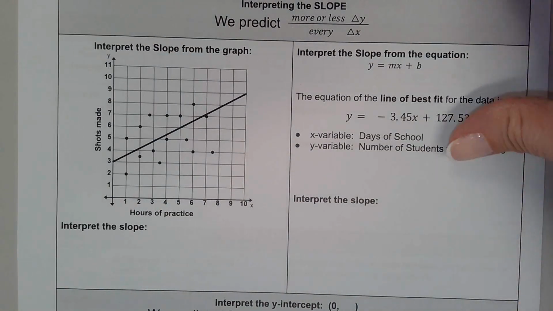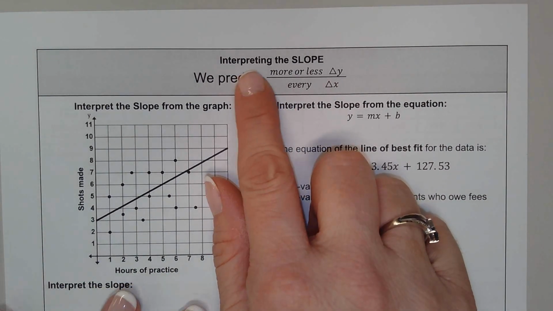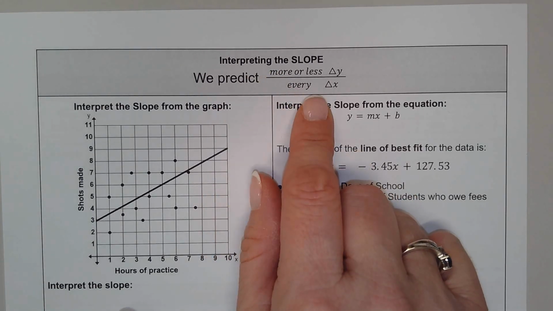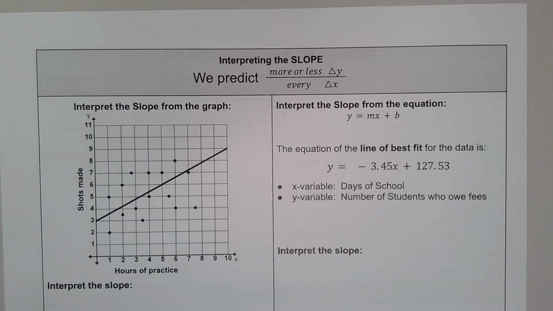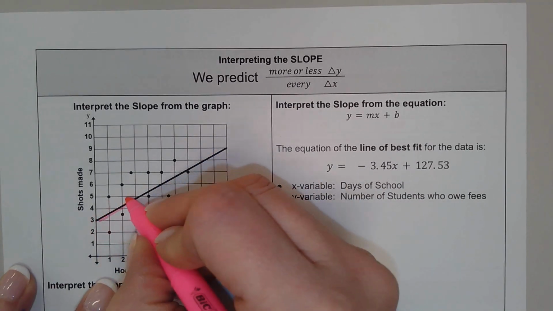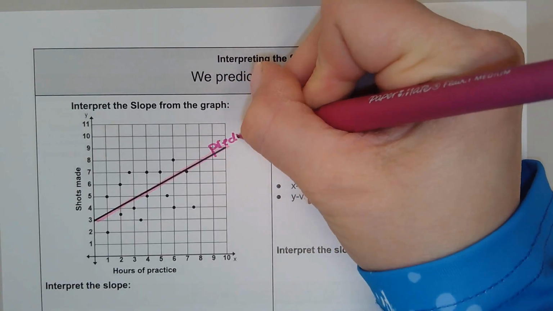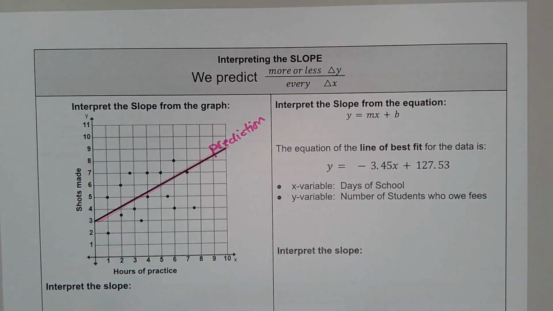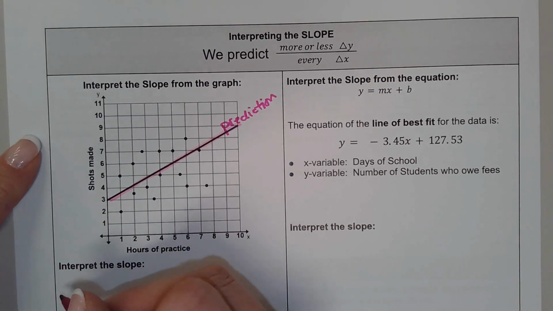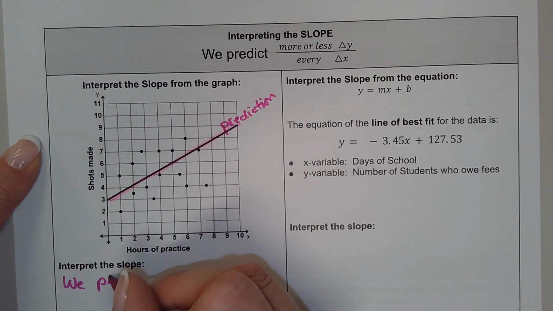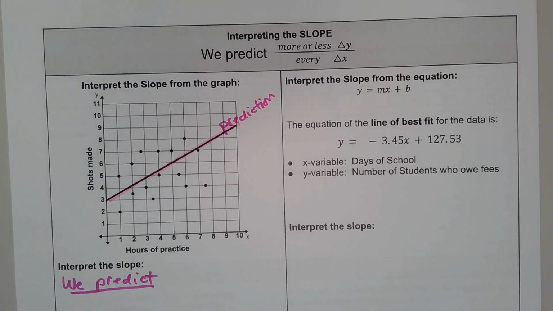All right, the last thing that we have is interpreting. Interpreting the slope means we have to make a sentence. Now, this is the line of prediction. I know sometimes people like to highlight this, or they even write on here "prediction." So if I make a sentence about this, I'm going to start my sentence by saying, we predict, because it's the line of prediction.